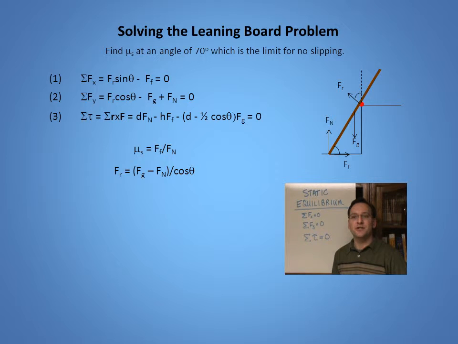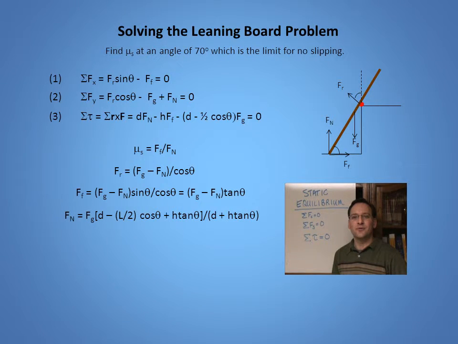Substituting this expression for Fr into the horizontal force equation, number 1, we obtain the force of friction is equal to that quantity (Fg minus Fn) times sine theta over cosine theta, which is also equal to (Fg minus Fn) times tan theta. This is then substituted into the torque equation, number 3, to get the expression Fn is equal to the force of gravity times that quantity (d minus L over 2 cosine theta plus h tan theta), all divided by d plus h tan theta.